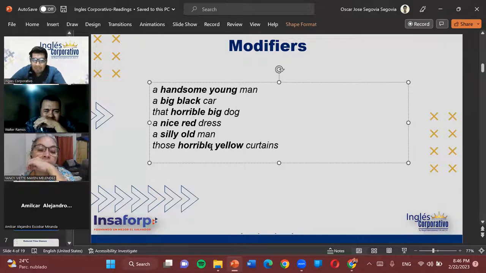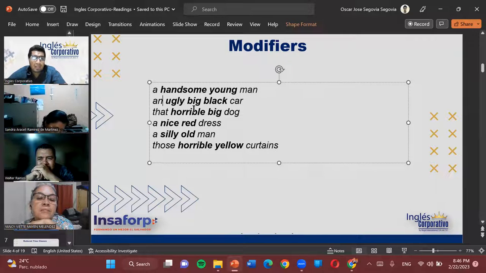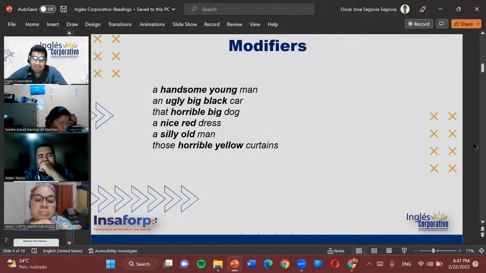For example, here we can say ugly big car, big black car. Yes, an ugly big black car. It is possible. It is something that you will see. And as you see, you don't need to add any commas, because you can add as many modifiers as you need, as far as they are modifiers. So an ugly big black car is the specific description of a car that doesn't look that good and is black. It is very big also.